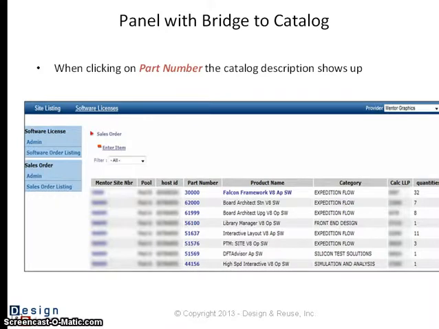That means when you describe a license, for example, to this Mentor site that has been assigned for this host ID, the part number 30,000, if I click on the product name or the part number, I go back to the catalog. So in a panel, things are bridged.